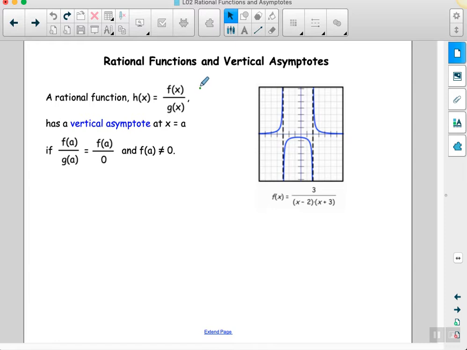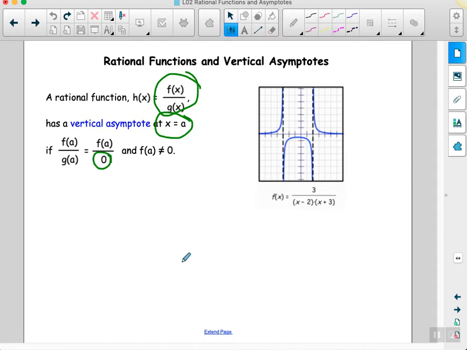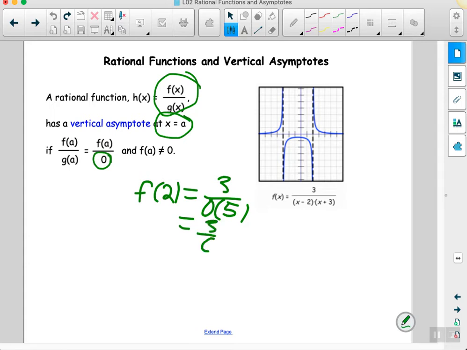So rational functions of this form definitely will have a vertical asymptote at a if, when we plug this in, f at a over g at a, we get a 0, but only in the denominator. So let's take a look at this example over here. Let's look at f at 2. So f at 2 is going to be 3 over 0 times 5. That gives me 3 over 0. Definitely have a vertical asymptote there.